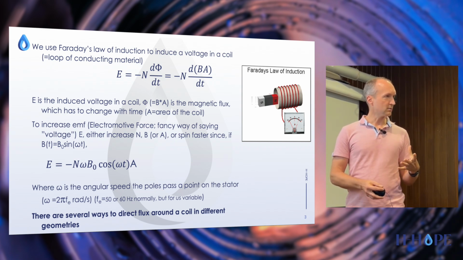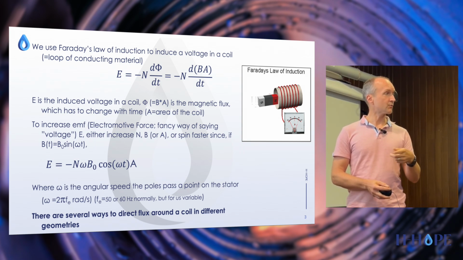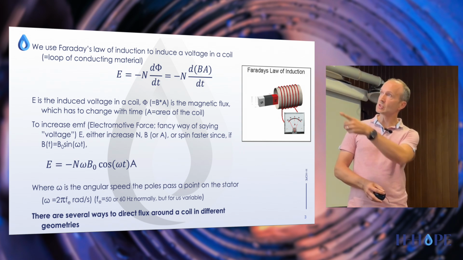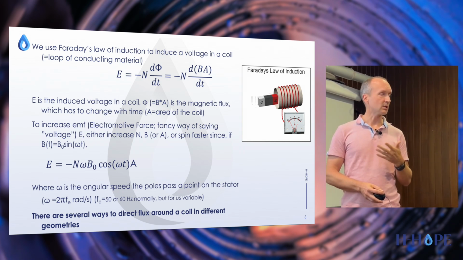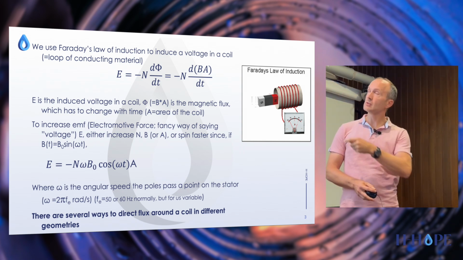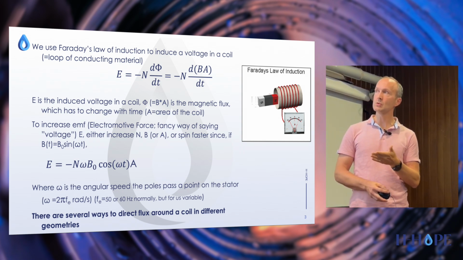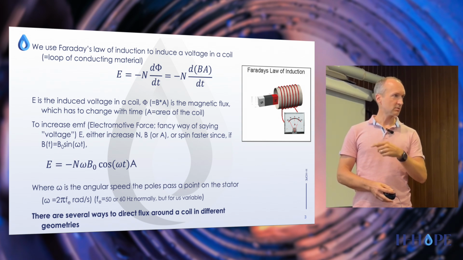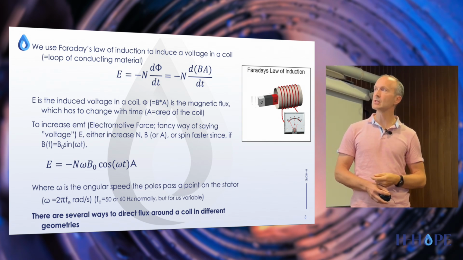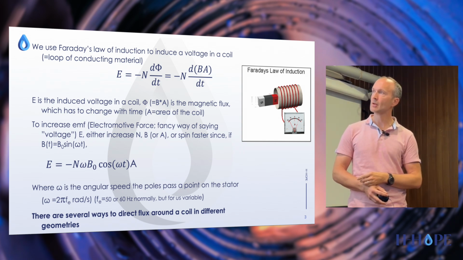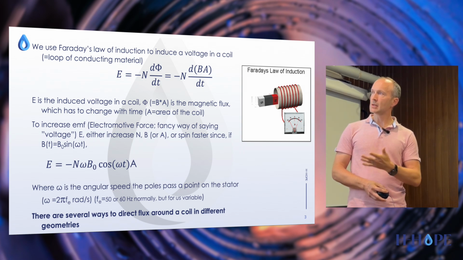If we increase the area, we get high voltage. If we increase the number of turns, we get high voltage. Or if we increase the rate of change, the derivative, we get high voltage. If we have something which is spinning, then we can say that flux density might be sinusoidal. If I just insert the sinusoidal in Faraday's law of induction, I get something like this: voltage proportional to number of turns times the frequency the object is spinning with, times B times A, and there's a cosine in between. Omega is the angular speed that the poles pass a point in the stator.